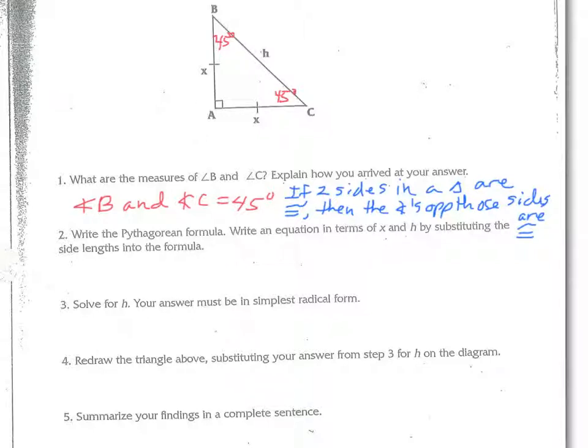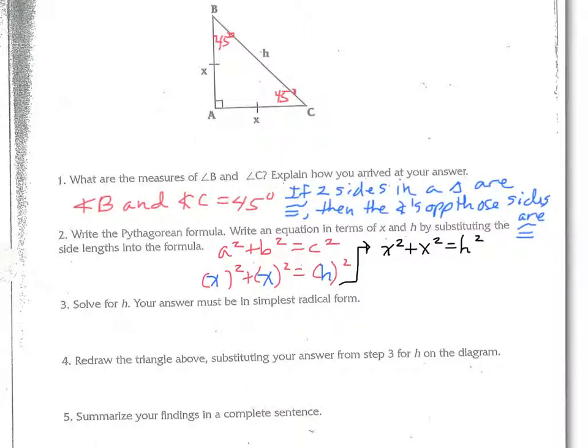Let's start with a squared plus b squared equals c squared. That's Pythagorean's theorem. We're going to plug in something for a, something for b, and something for c. What are we going to plug in for a? X. How about for b? X. How about for c? H. And so we get x squared plus x squared equals h squared.